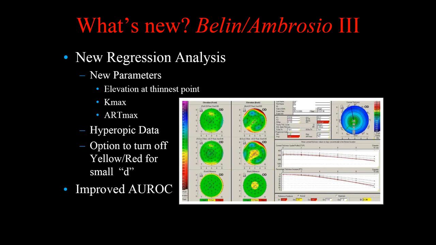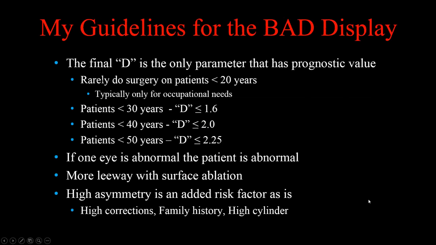So this is the current version, which is version 3. There's a number of new parameters, so we don't have room to put all the parameters on the bottom, but you'll notice, you probably can't read it, this is a front elevation at the thinnest, back elevation at the thinnest, this is a progression index, this is a term called ART. All these are reported the same way in standard deviations. So again, yellow if it's outside of 1.6 standard deviations, and red if it's outside of 3 standard deviations. In the current release, we added a number of new parameters to the regression analysis. Still, it is the overall final reading that has predictive value.